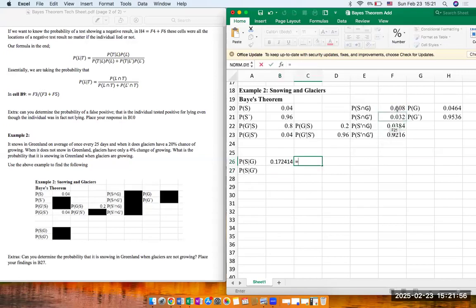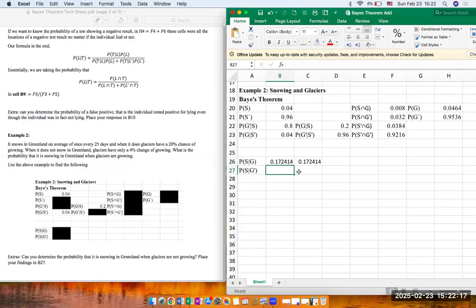We can also do it one more time with the probability of them happening together divided by the probability that it's just growing no matter what. And again, you can see that. Now you do have an extra. It says determine the probability that it's snowing in Greenland when the glaciers are not growing. Place your answer in B27.